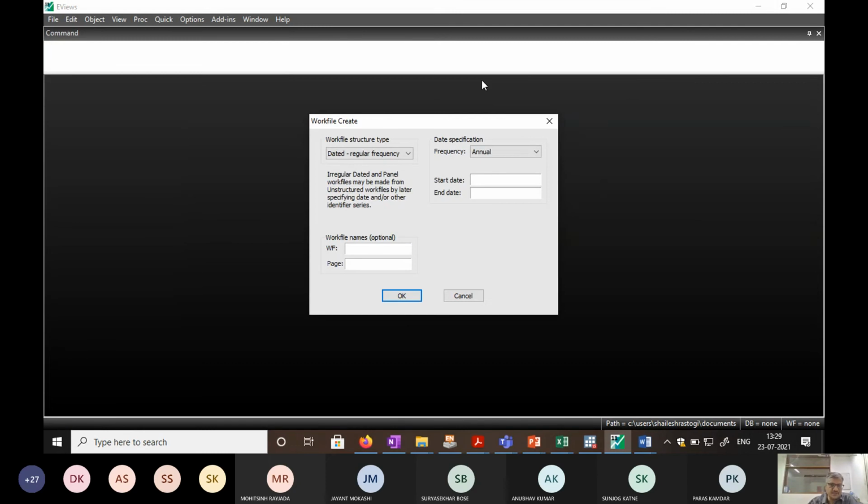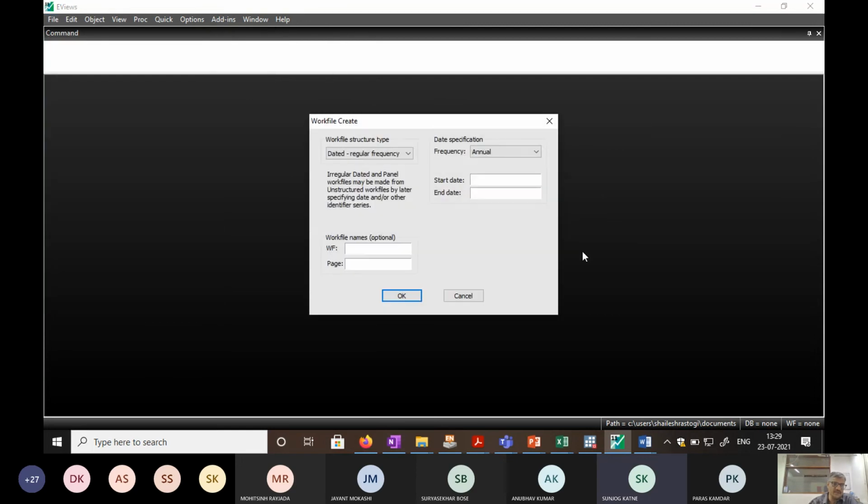What do we have to do? Just go to File, New Work File. The first thing which will come is data, regular frequency. Click here and make it unstructured, undated. I repeat, work file structure type, you make it unstructured, undated. Number of observations, you have 10, excluding the field name, so put 10, that's it. Are you with me, all of you? Yes, sir. Go to OK.